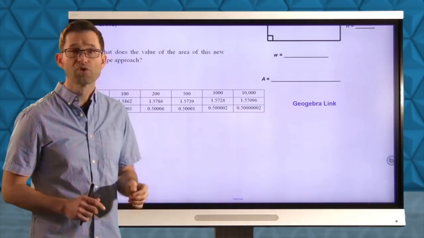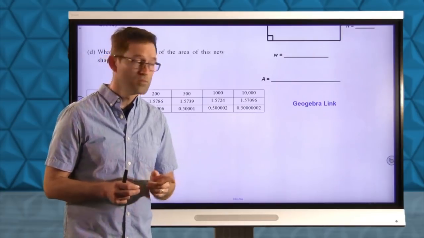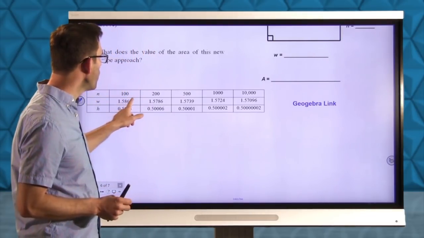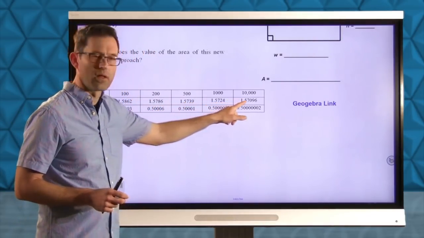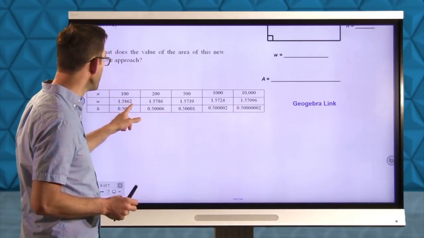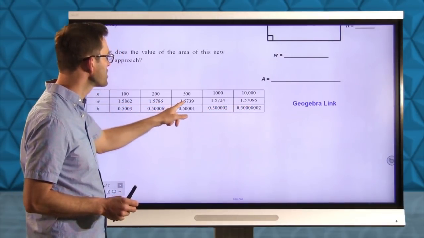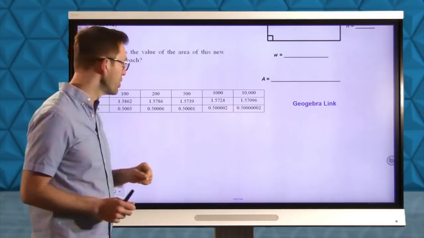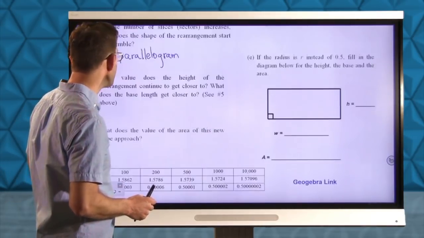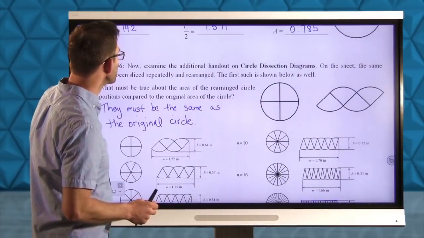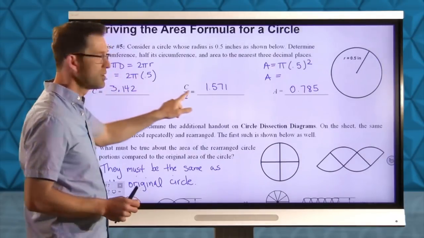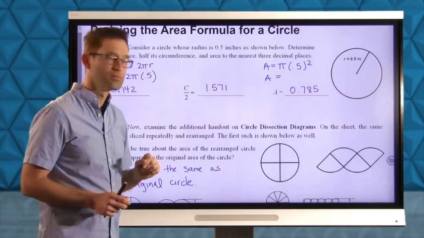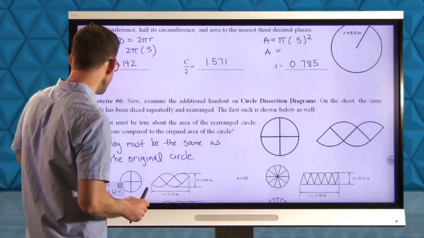Well, it's getting closer to the radius of the circle, right? And what is the width of that figure getting closer and closer to? 1.5862, 1.5786, 1.5739, etc. That is getting closer and closer to, and this is a little bit harder to see, half the circumference. All right, so let's fill those in.